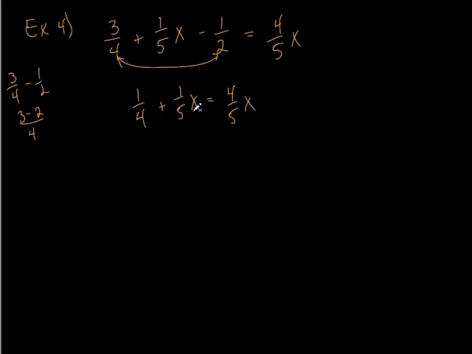Now what we want to do is get the x on the same side. Now we're going to start moving some stuff over. So this is what I would do. You don't have to do it this way, but this is the way I like to do it. Okay? See what I did? Subtracted a 1/5 x from both sides. Look what happens. That goes. I've got a 1/4 equals, what do we get here? 4/5 x minus 1/5 x. 4/5 minus 1/5 is 3/5 x.